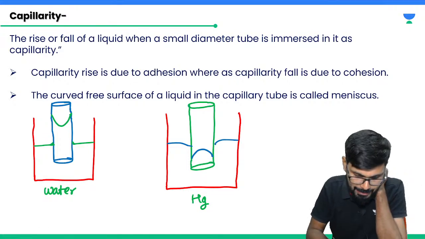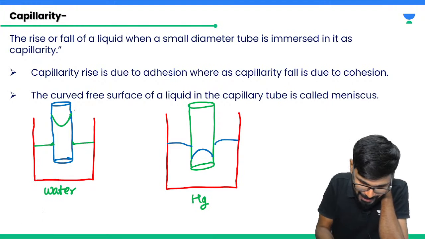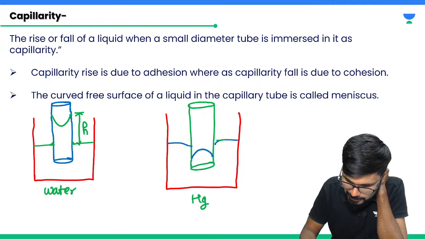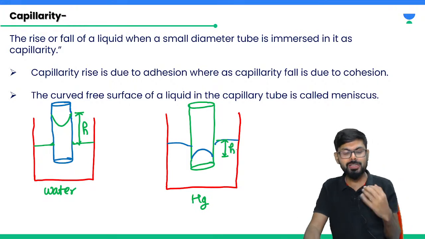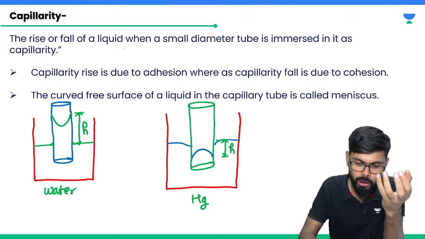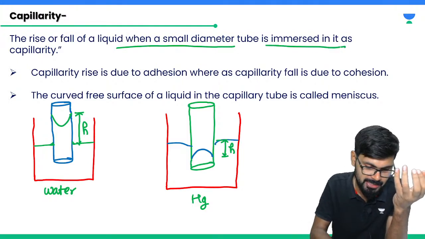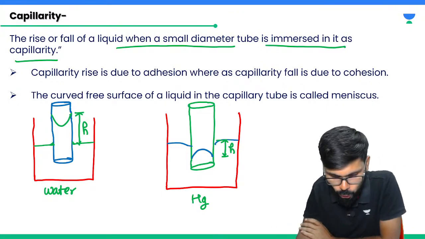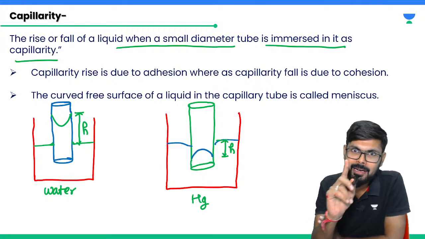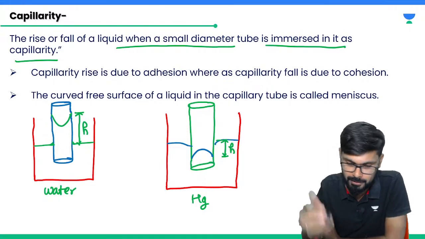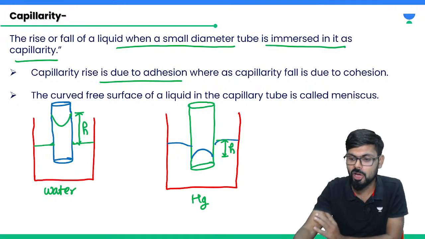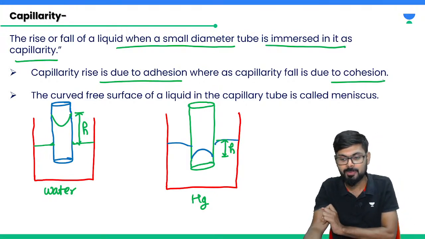So here you can see that in the first case, the water case, this is height H, basically the rise. Here you can see that it is a drop. This rise and fall of liquid when a small diameter tube is immersed in it is called what? Capillarity, that you already know. Now you can see that capillarity rise is because of adhesive force, whereas capillarity fall is because of cohesive force.